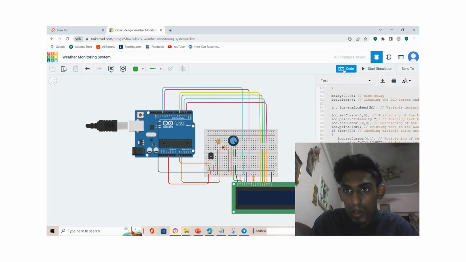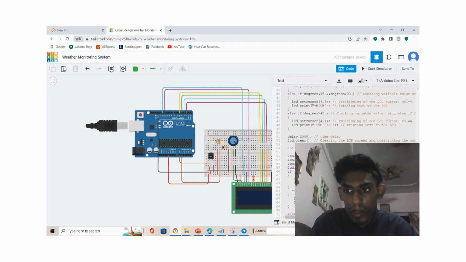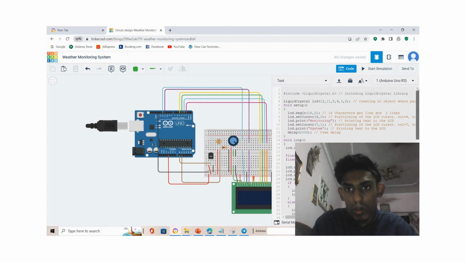After we write the code, so we can detect temperature, we can monitor our weather. So, start simulation.